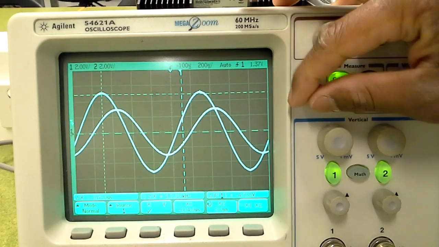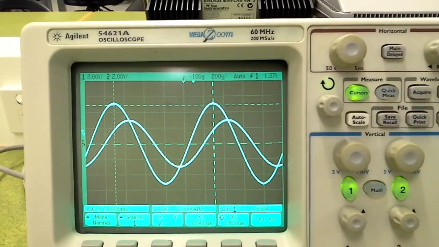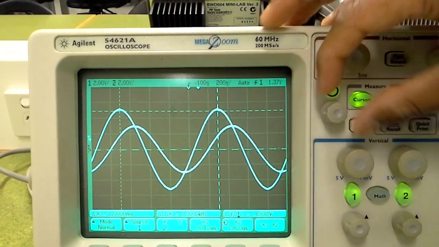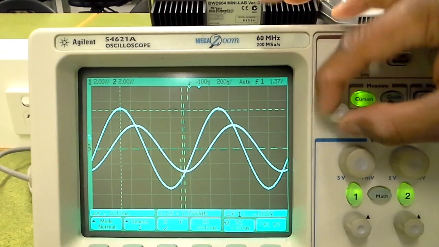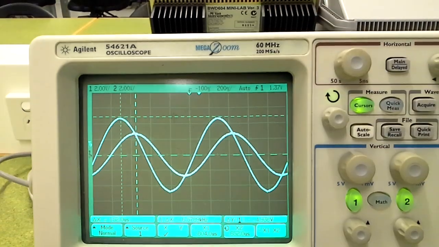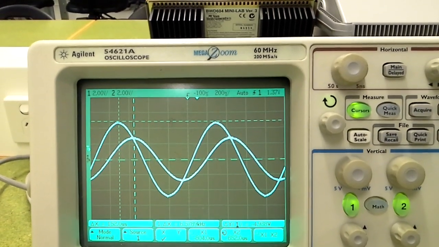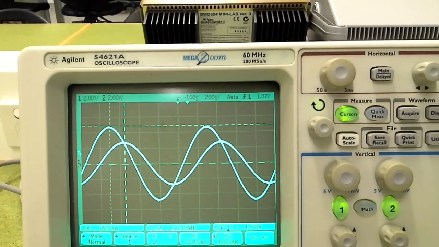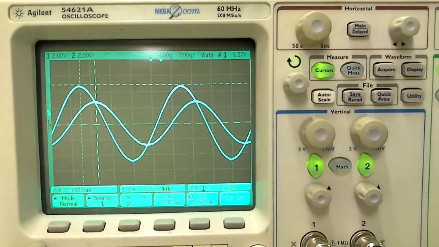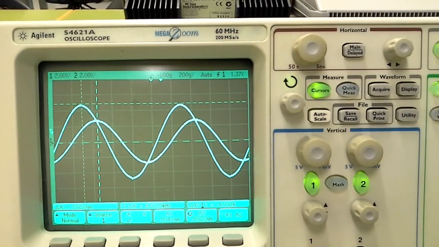So the time period is 1 millisecond. The phase difference between Vs and Vc is 152 microseconds over 1 millisecond times 360 degrees, because in one complete cycle the angle of travel is 360 degrees.